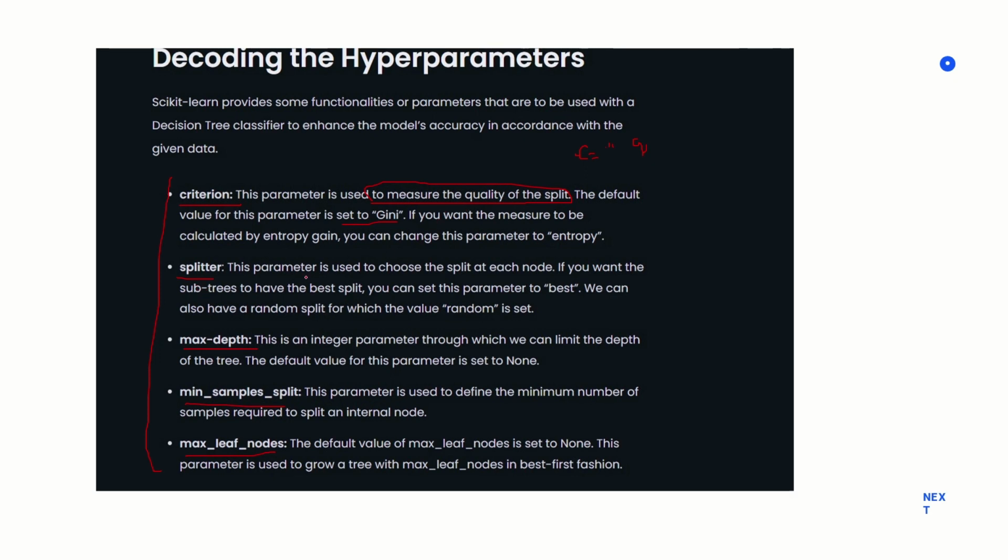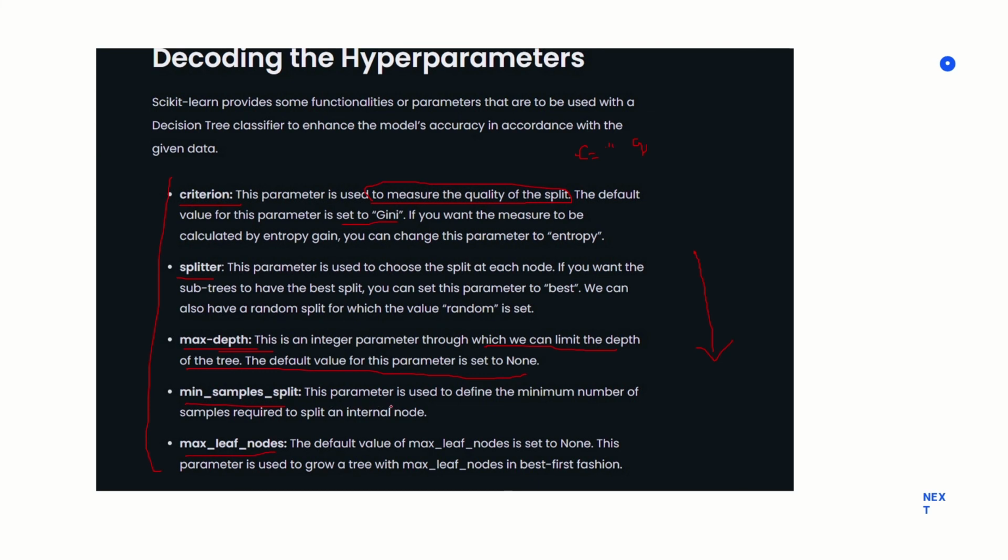Now moving with the splitter, this parameter is used to choose the split at each node. So splitter will decide the amount of data that will be split into different sub branches, subtrees. Now maximum depth, this is an integer parameter through which we can limit the depth of the tree. The default value is set to none. So if we need to decide the depth of the decision tree, we may change the value of maximum depth.